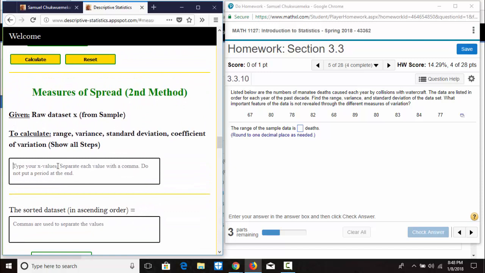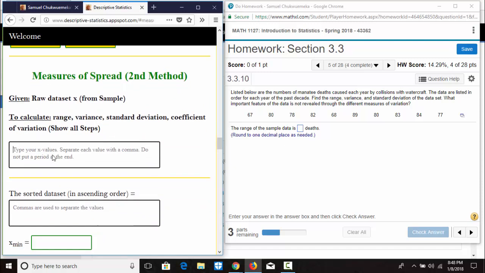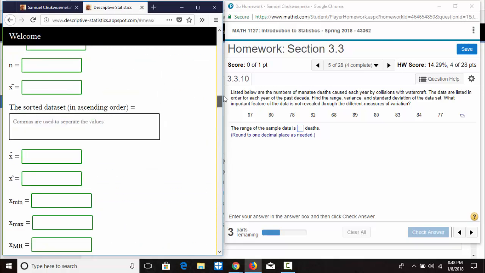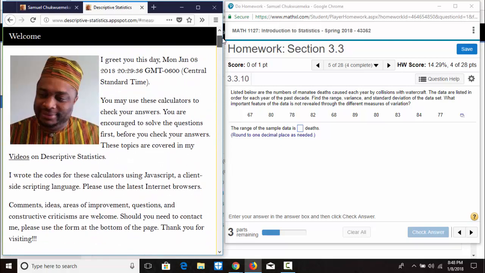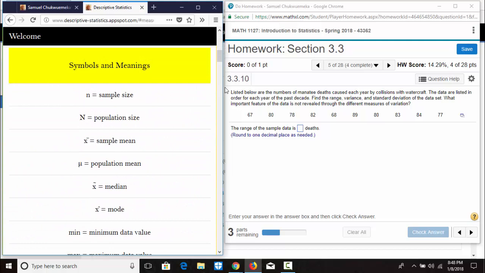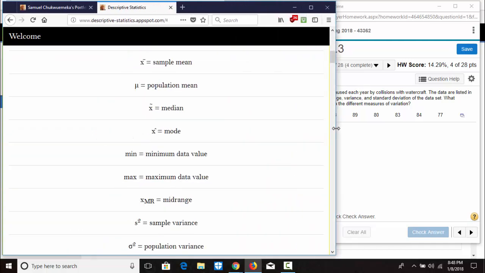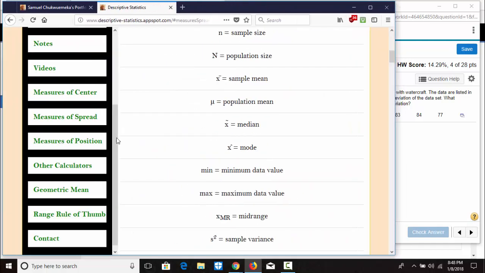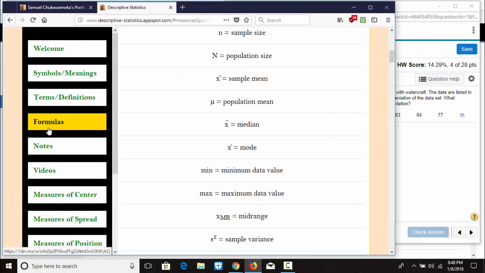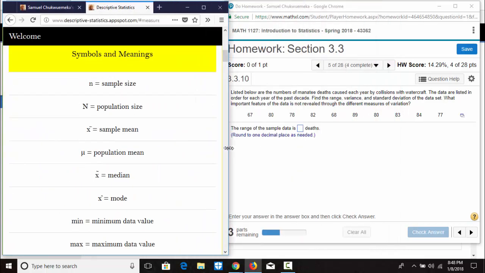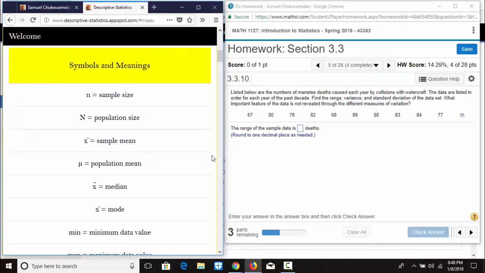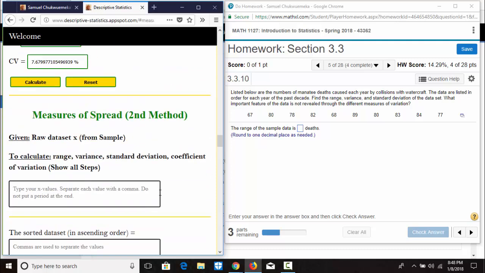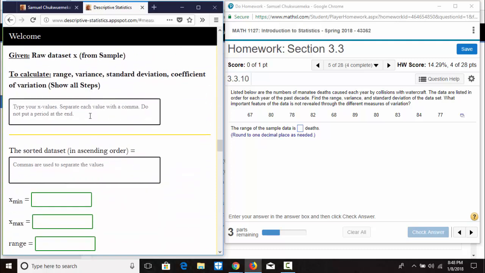And you see these formulas in my notes. Actually, you also see it in this calculator. You will see formulas in this calculator. If you open it, you see formulas, and you will see the two different formulas. Okay, so let's use the second method this time.